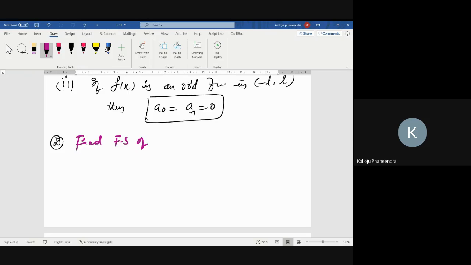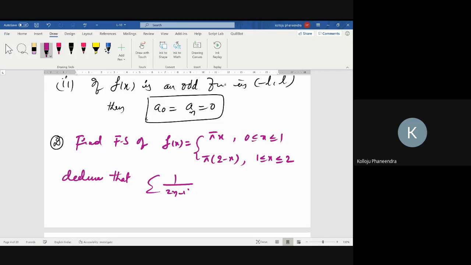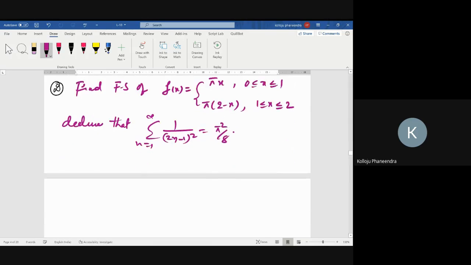So take this. f of x equal to pi x, in the interval 0 less than or equal to x less than or equal to 1, and pi into 2 minus x, for 1 less than or equal to x less than or equal to 2. Deduce that the sigma 1 by (2n minus 1) whole square, n from 1 to infinity, is pi square by 8. Solution.